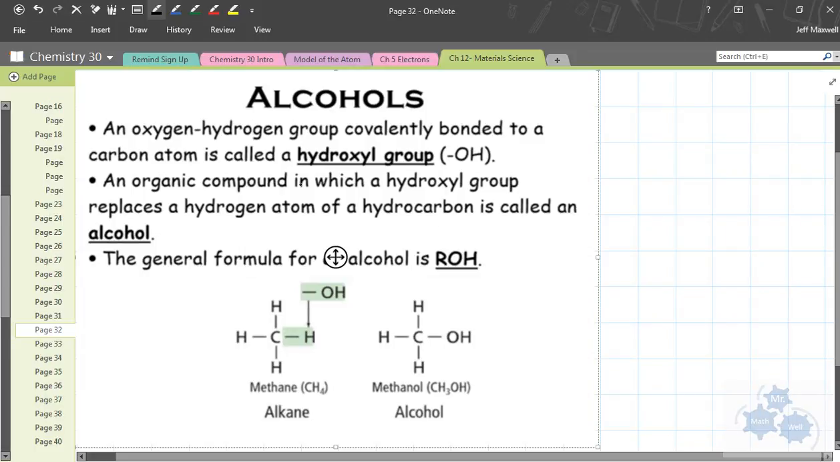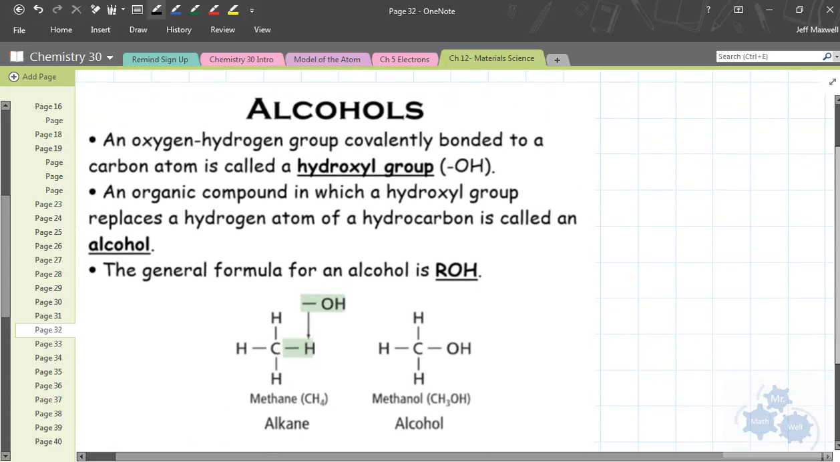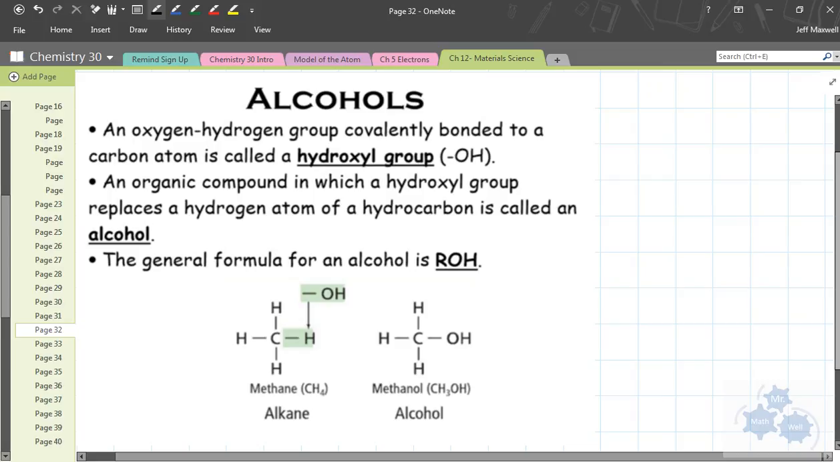The next functional group that we're going to study is the alcohols. And yes, alcohol, you've heard of the word alcohol before, sure, being teenagers and the destructive consequences of too much of this particular functional group. An oxygen-hydrogen group, covalently bonded to a carbon atom.